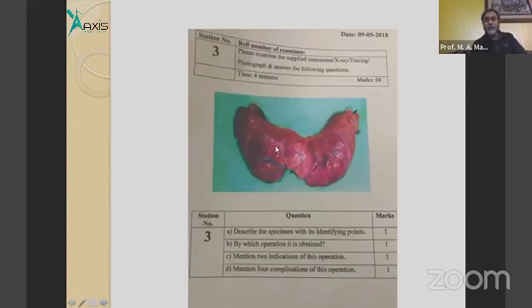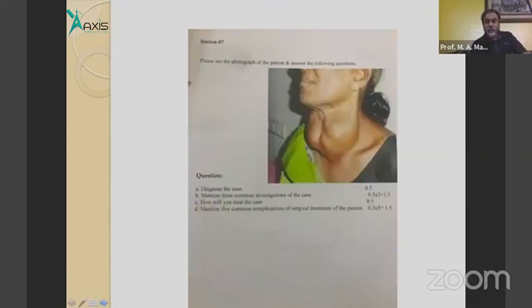This is a resected specimen of thyroid, both lobes and isthmus. So this is a specimen of total thyroidectomy operation. Two indications of total thyroidectomy: carcinoma of the thyroid, like papillary carcinoma and follicular carcinoma of the thyroid, and multinodular goiter involving both lobes. Complications of thyroid surgery I discussed. This is a patient with thyroid swelling, multinodular goiter involving right lobe, left lobe, and isthmus. So all questions about thyroid.